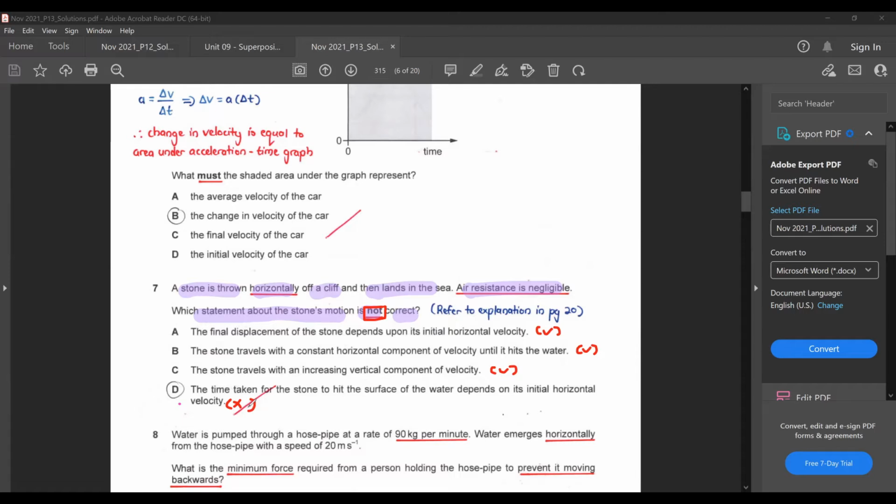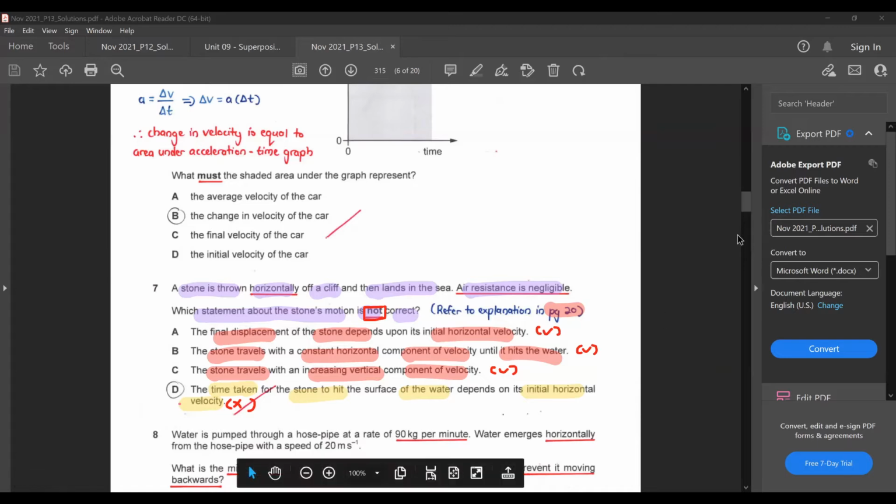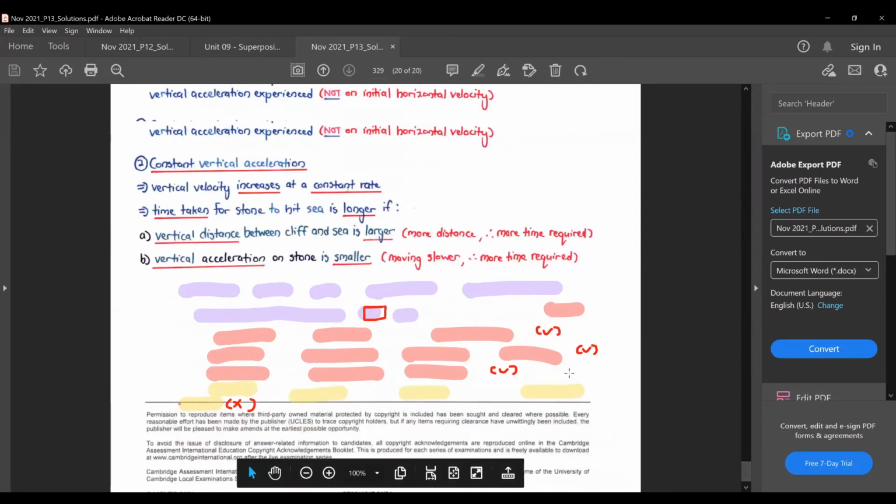Okay, so let's just briefly read through the answer, then after that I explain to you. The explanation is under page 20 of the worked solutions. A, they tell you the final displacement of the stone depends upon its initial horizontal velocity. This one is correct. The stone travels with constant horizontal component of velocity until it hits the water. This is also correct. The stone travels with an increasing vertical component of velocity. This is also correct. The one that's wrong was that time taken for the stone to hit the surface of the water depends on its initial horizontal velocity. This is wrong. Okay, so why is this wrong?